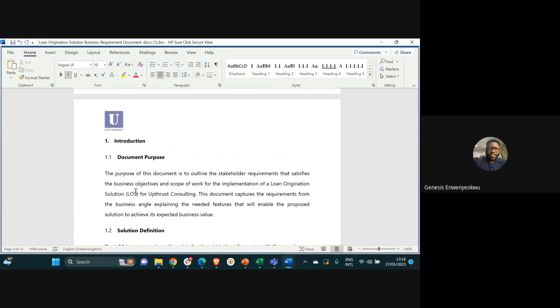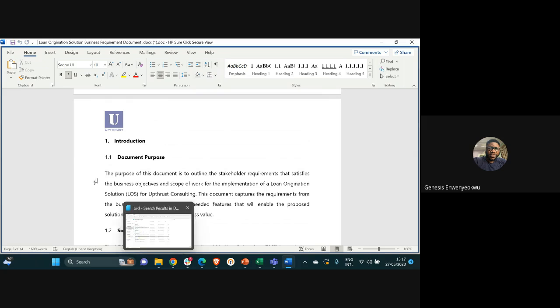I just gave a little description of the purpose of the document for the purpose of learning here. So the purpose is to outline the stakeholder requirement that satisfies the business objectives and the scope of work for the implementation of a loan origination solution, LOS, for Uptrust Consulting, right? The document captures the requirements from the business angle, explaining the needed features that would enable the proposed solution to achieve its expected business value.